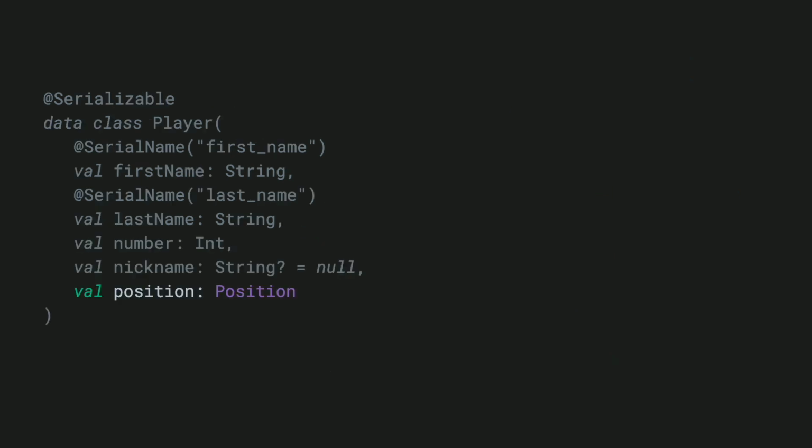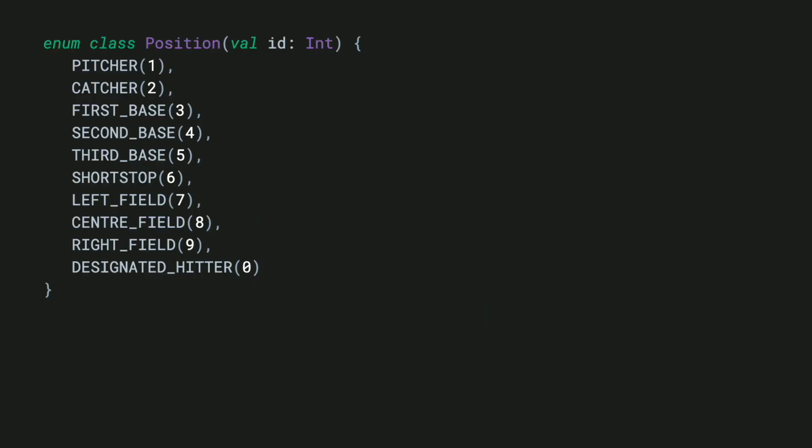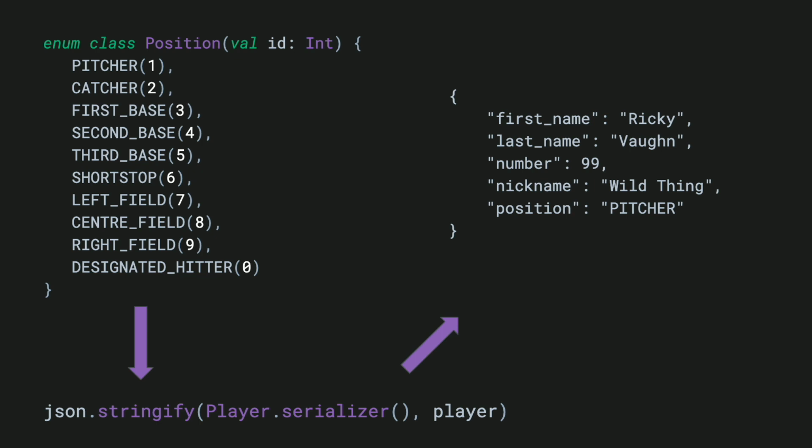Okay, so let's now add a position for our player. What position does this player play? That's defined as an enum, and it has one entry for each position. Each position has an integer ID that we can reference if we want. When we serialize this using our standard method, it works great, and you'll notice that the enum is translated directly into the property. But what if we don't want that? What if we want to serialize the ID instead of the name?